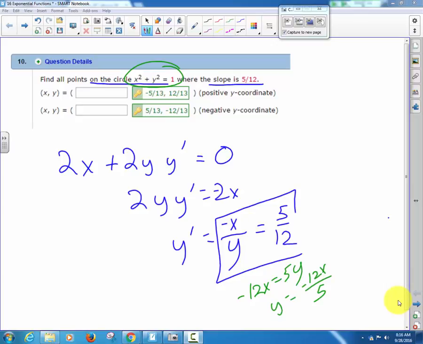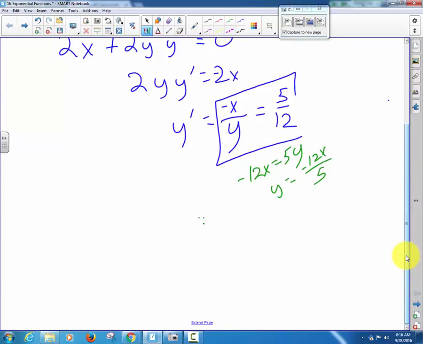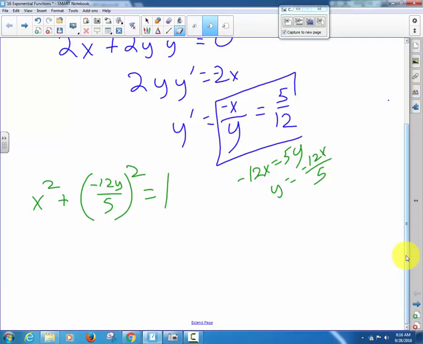Now I'm going to plug that back into my original equation. I'm going to put it in place of y. So we get x squared plus negative 12x over 5 squared equals 1. Now I've got an equation with just one variable in it. Now it should be easier.